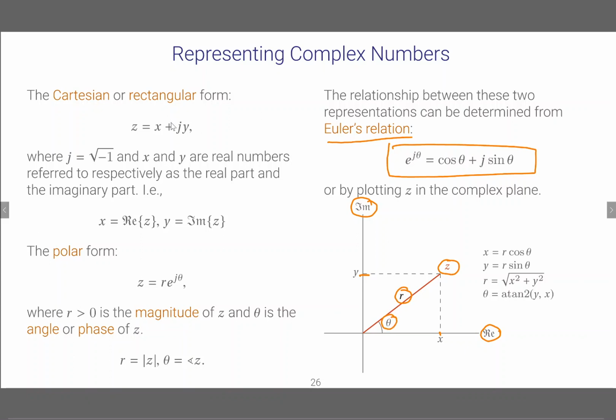Therefore we have these relationships. x is equal to r cos theta and y is equal to r sin theta, and r itself is equal to the square root of x squared plus y squared, and theta can be found as atan2(y, x). I think you know why we use atan2 rather than tan inverse, because the angle has to be found depending on the quadrant in which the complex number is, whether it is in this quadrant, this quadrant, this quadrant, or this quadrant of the complex plane.